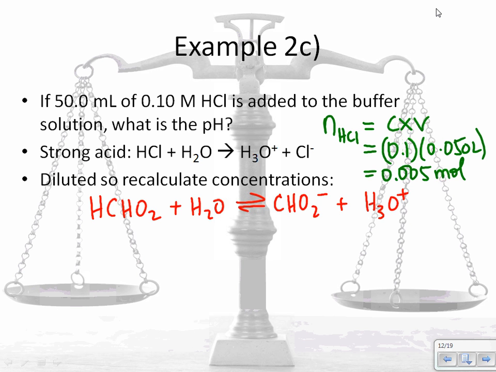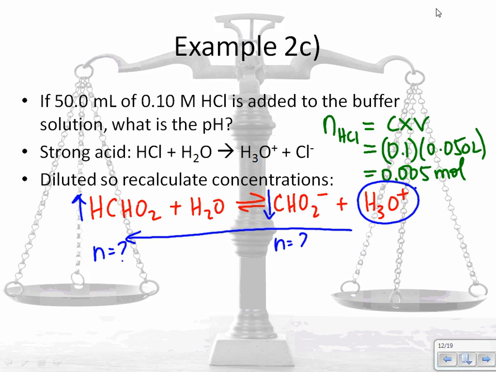What's going to happen when you add acid? You're going to increase this. You're going to shift the equilibrium towards the reactant side. So in this case, your concentration of HCHO2 should go up, and your concentration of your anion should go down because the equilibrium is shifting in the opposite direction. So start by finding your moles of these, same as the last example. In this case, you're going to add 0.005 moles to one and subtract 0.005 moles from the other, and find your new volume.